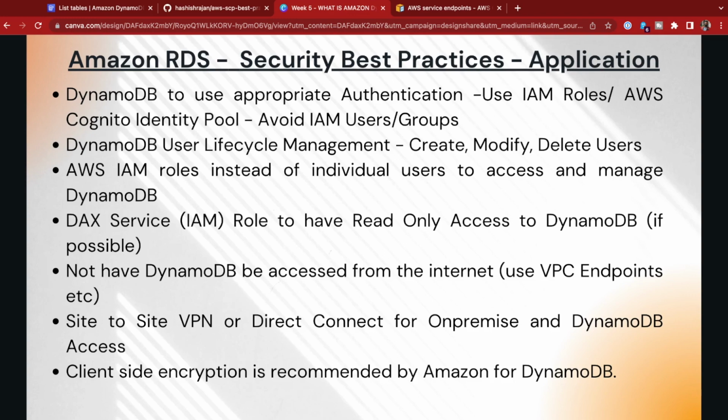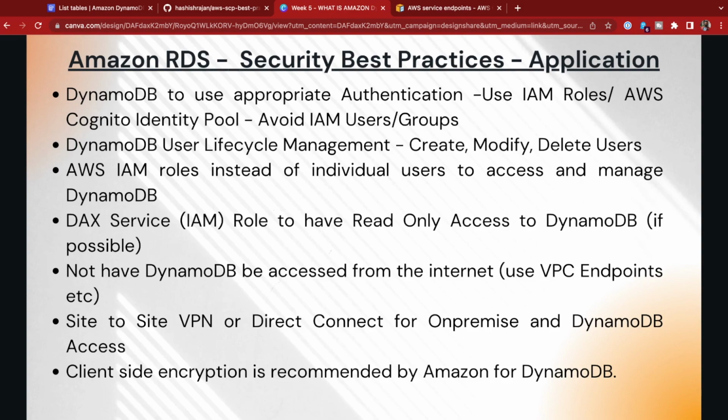Irrespective, make sure you're not trying to access DynamoDB from the internet. Instead, try and use a VPC endpoint, as I called out in the previous slide. And in case you have on-premise, you can also use things like site-to-site VPN or Direct Connect, which is a fiber optic service provided by AWS for connecting directly into AWS from your data center. So if you have the capability to do a site-to-site VPN or a Direct Connect, definitely use that as well.